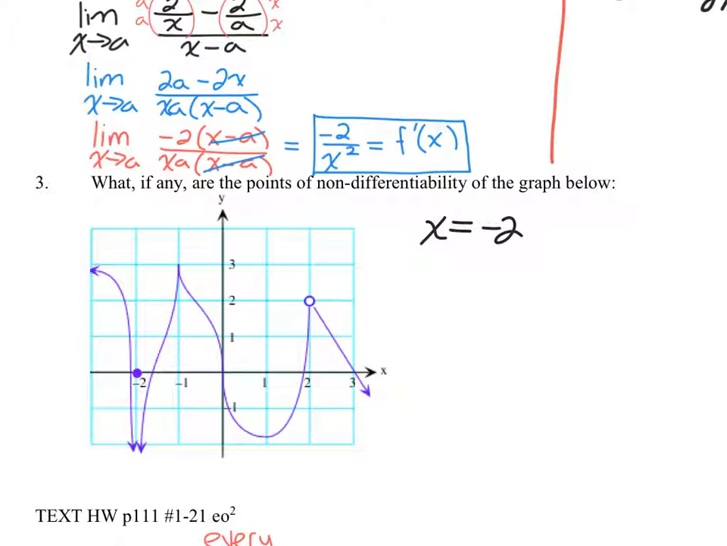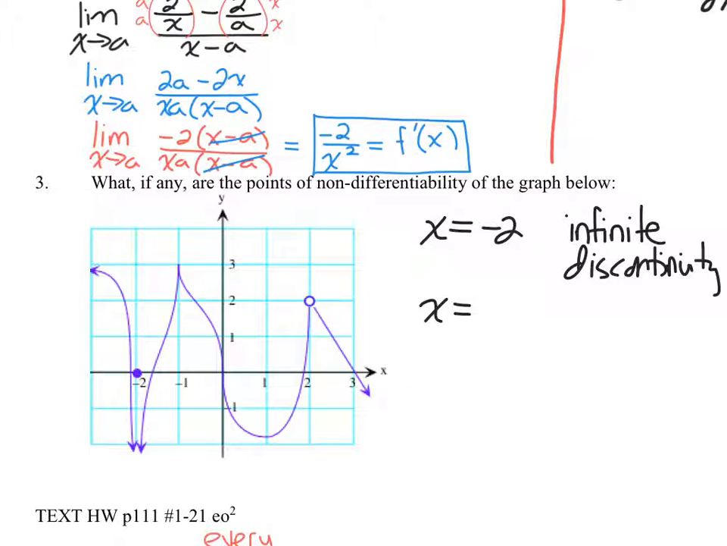That would be a discontinuity. So we call that an infinite. They didn't ask us to state it, but I'm going to, although I can't really write. X equals -1, what are we looking at there?